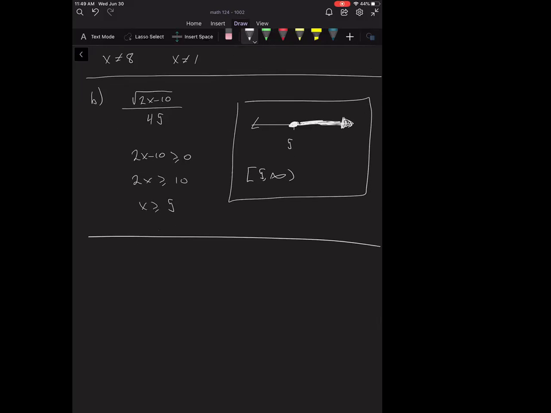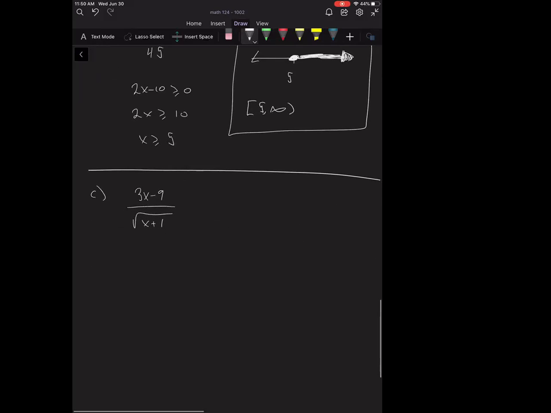And then the next part, part C, we have 3x minus 9 over the square root of x plus 1. So in this problem, again, for the domain, we have to worry about fractions and square root. So we have two things. We have a fraction, and the bottom of this fraction is the square root of x plus 1. So the square root of x plus 1 cannot be 0.